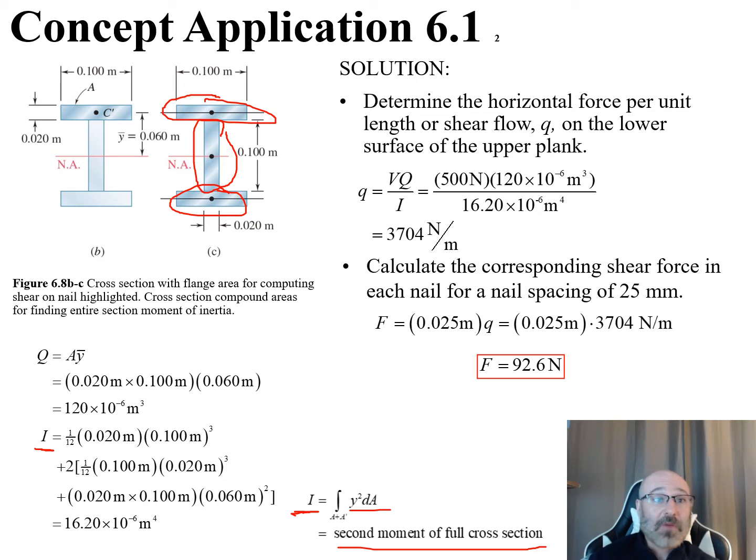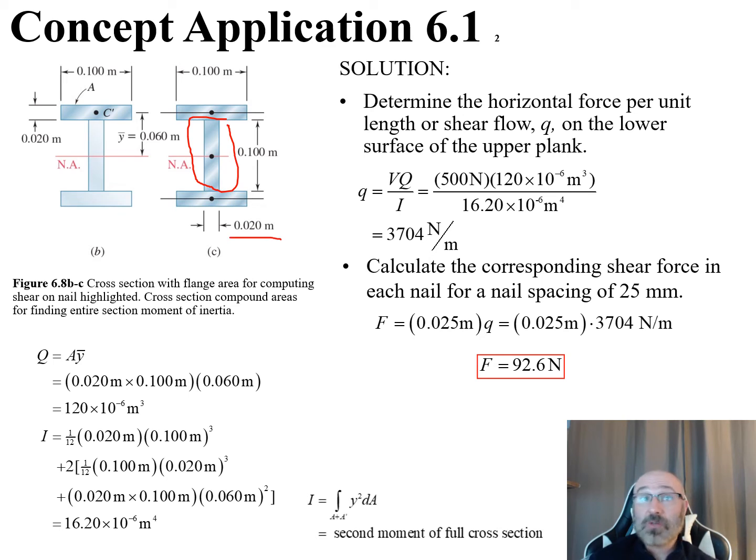So let's just start with the middle plank right here. We'll erase all this just for a second. We'll start with that middle plank. So what are our dimensions of this middle plank? Well, our base is going to be 0.02 meters, and our height is going to be 0.1. So if we have 1/12 base times our height cubed, there's our base we plug in as 0.02 meters, and there's our height of 0.1 meters, and that's cubed. So that takes into account the middle plank, the vertical plank.